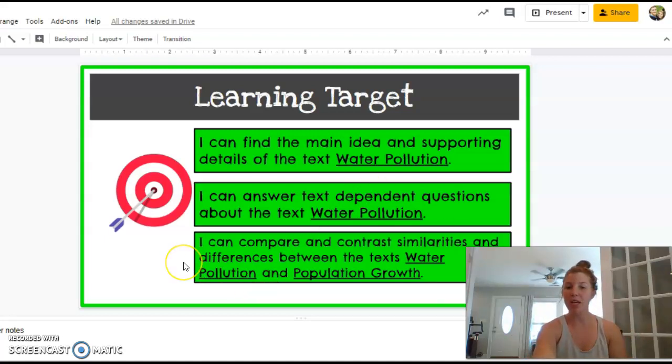And then our last one, I can compare and contrast similarities and differences between the text Water Pollution and Population Growth. So Population Growth you read yesterday, and then we're going to read Water Pollution today, and we're going to find some things that are the same and some things that are different. So we're going to compare and contrast the two of them.